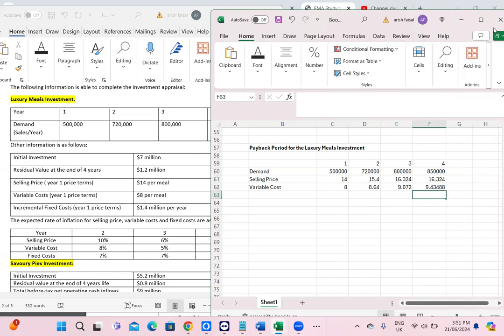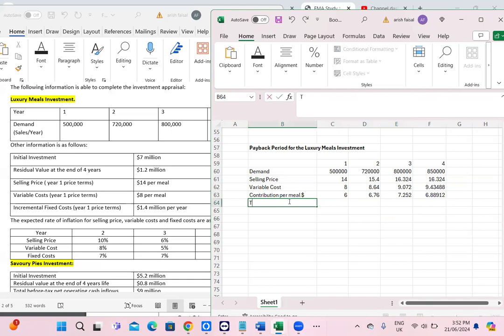So if I just subtract them, I'm going to get the contribution per meal, and I can just simply multiply it by the demand, and I'm going to get the total contribution in the exam. I mean, you can do the sales revenue separately and then the variable cost, and then you subtract them and you will get the contribution, or you can just do it in one single step where you calculate the contribution per meal after the inflation, which is 6 in the first year. And if you just simply expand it, you will get it for second, third, and the fourth year.